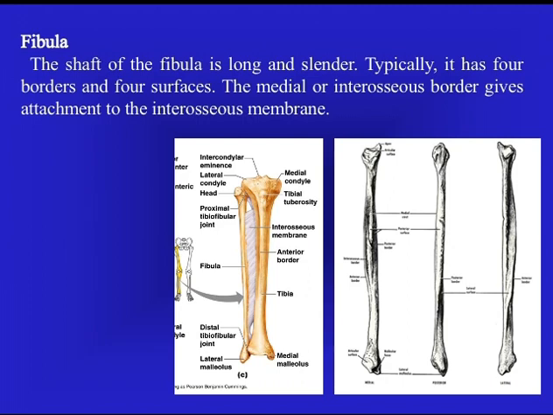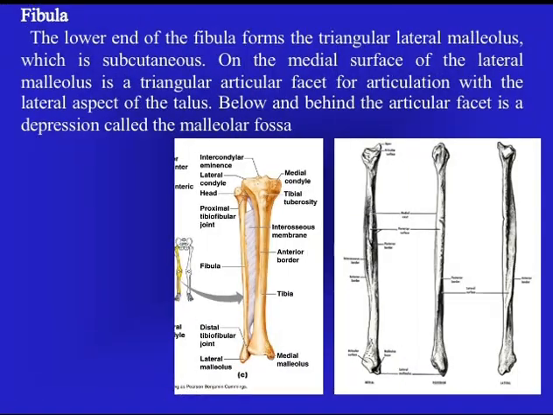The shaft of the fibula is long and slender. Typically, it has 4 borders and 4 surfaces. The medial or the interosseous border gives attachment to the interosseous membrane. The lower end of the fibula forms the triangular lateral malleolus, which is subcutaneous.